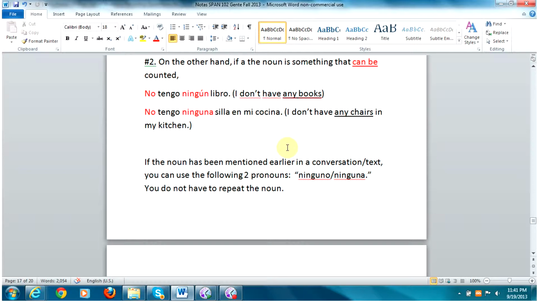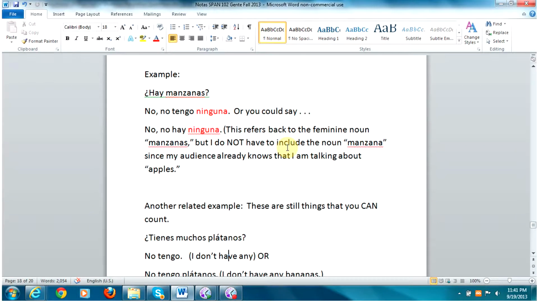If a noun has been mentioned previously in the conversation or in a text, then a person can use ninguno or ninguna. You do not have to repeat the noun. Example, ¿hay manzanas? Are there apples? No, no tengo ninguna. Ninguna needs to be feminine because referring to manzana. Or you could say, no, no hay ninguna. Again, I do not have to say the word manzana. It's obvious that we're talking about manzana.